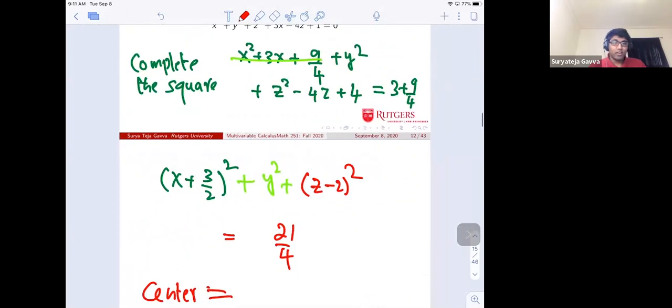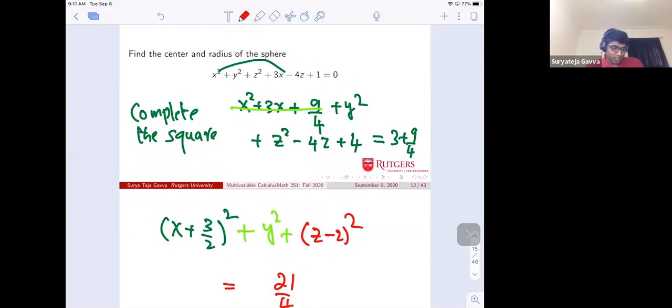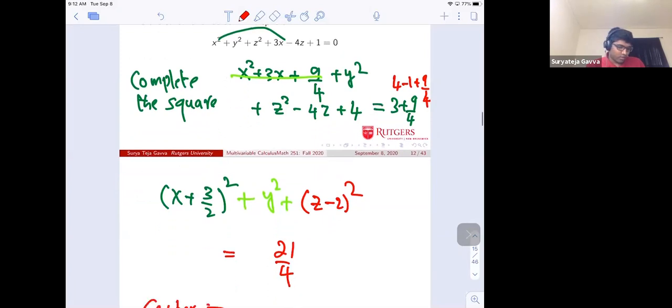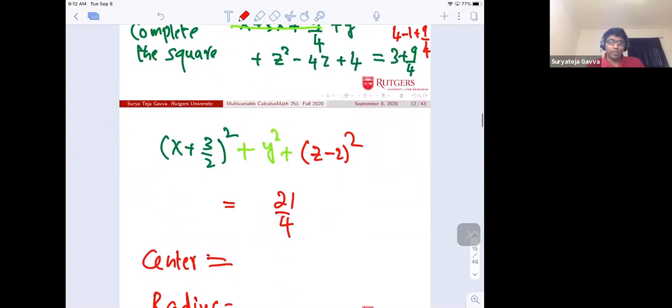Which 4? Oh, so it's plus... what did I do? Okay, I have a plus 1 in the equation, so that's why there's already a plus 1. So we're adding this extra 9 over 4. Or you can think of it as minus 1 on the other side, so it's 4 minus 1. Okay, so it's basic algebra. You just complete the squares, and you get this equation.